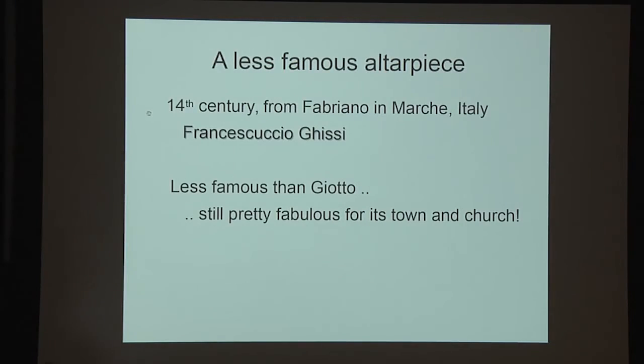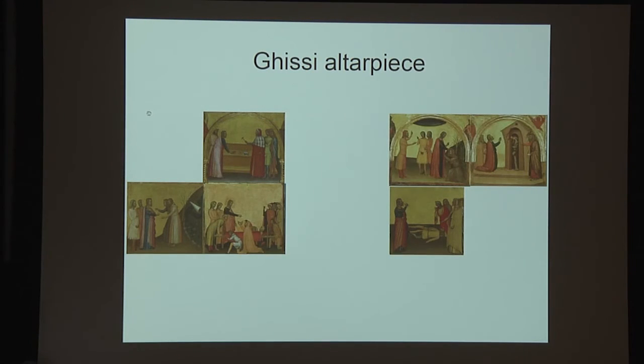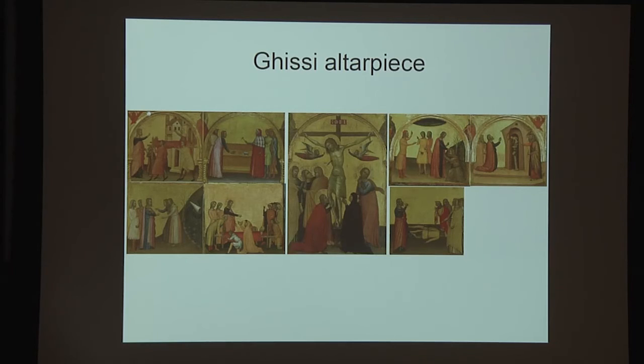So I want to tell you more about a different project, about a less famous altarpiece, also from the 14th century, also from Italy. It's also quite a bit smaller, and the North Carolina Museum of Art has 3 panels. 3 more are in the Metropolitan Museum of Art, and they are on display still. One is in the Museum in Portland, in Oregon. One is in Chicago, the Institute for Fine Arts.